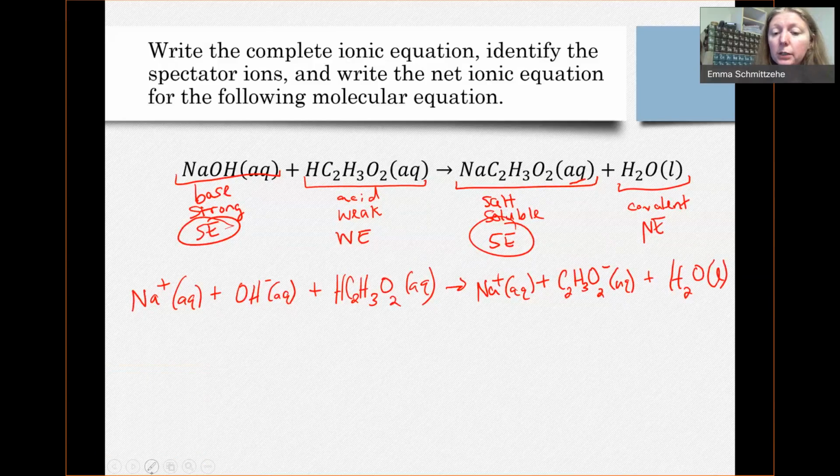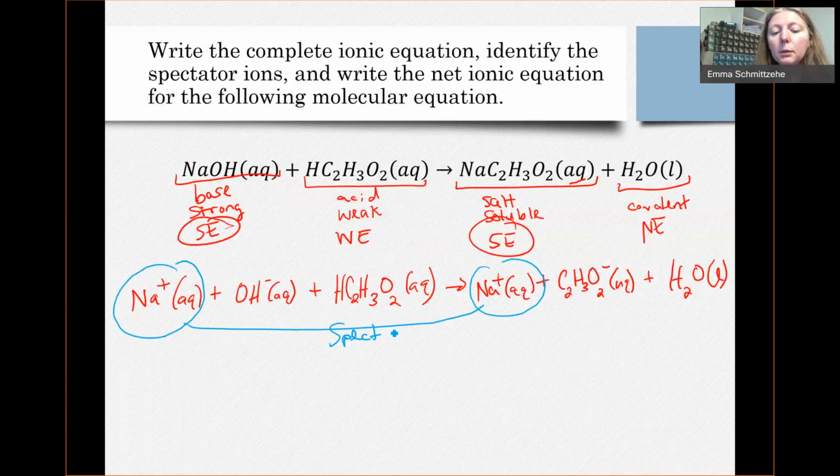Our spectators here would be what? Na plus, right? And any others? No. So these are our spectators, just the Na plus. Okay. The OH minus is not, because it's OH minus on one side and it's part of water on the other. And then the acetic acid is not, it's still acetic acid on the other side, and the acetate ion is not an acetate ion on the other side.